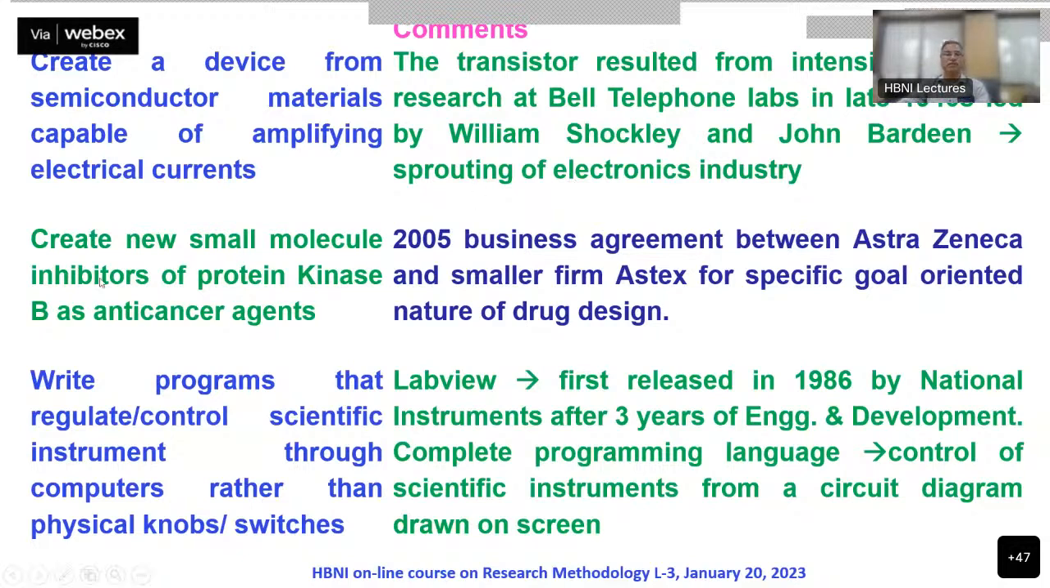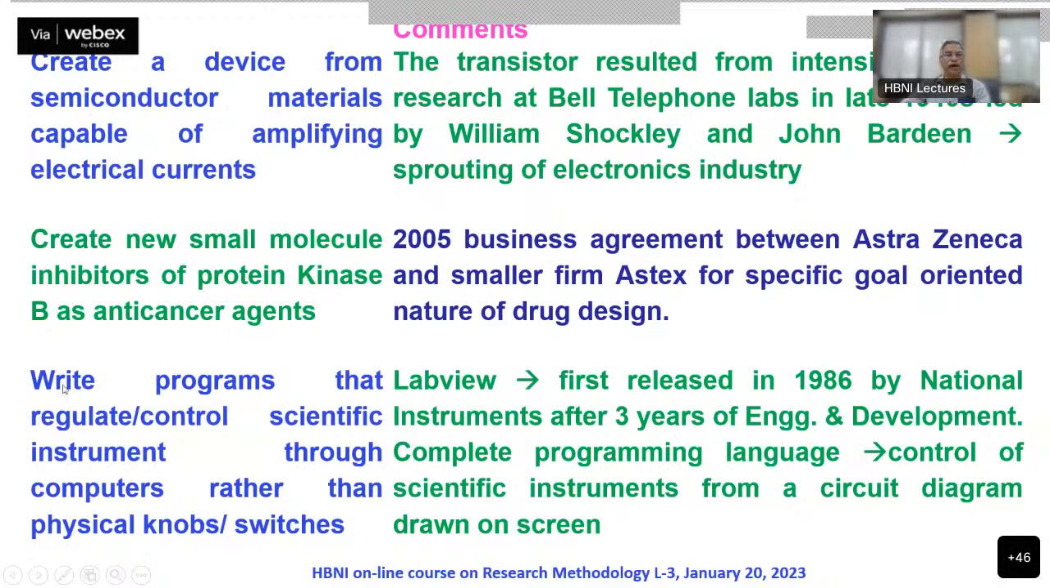These are path-breaking developments. Another: create new small molecule inhibitors of protein kinase B as anti-cancer agents, in biology and cancer research. In 2005, there was a business agreement between AstraZeneca and the smaller firm Astex for specific goal-oriented drug design. So cancer research got a big boost after this particular research agreement.